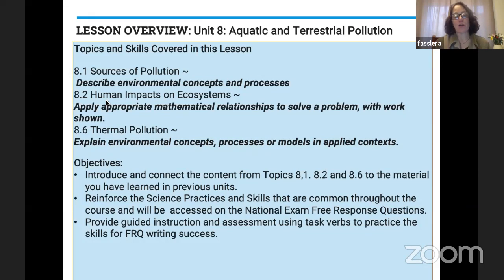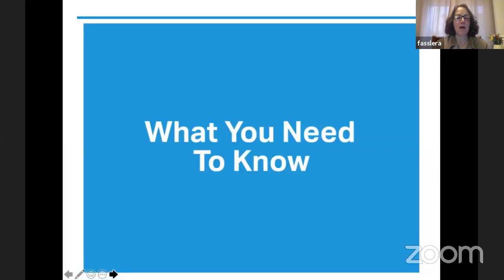And then I'm going to go into thermal pollution. And I've highlighted or bolded the science processes, those skills that we really want to reinforce. So we kind of have three objectives for today. Introduce but spiral back and link new content to the content that you are going to be assessed on the exam. Reinforce those practices and skills that are common and global on the national exam, and then give you a little bit of assessment opportunity to see how you're doing.